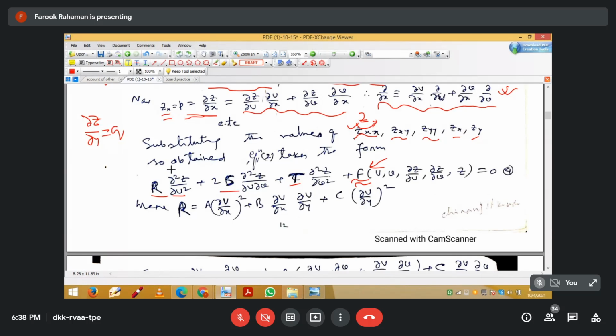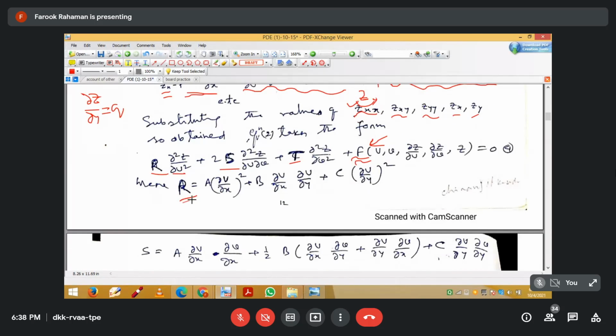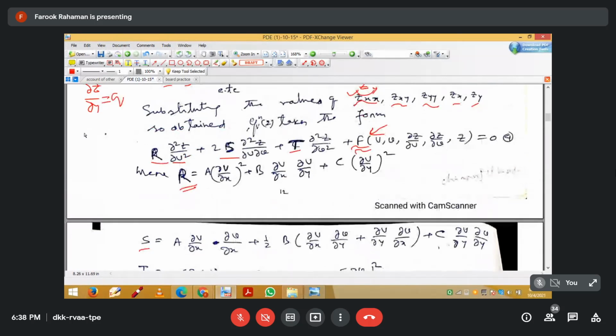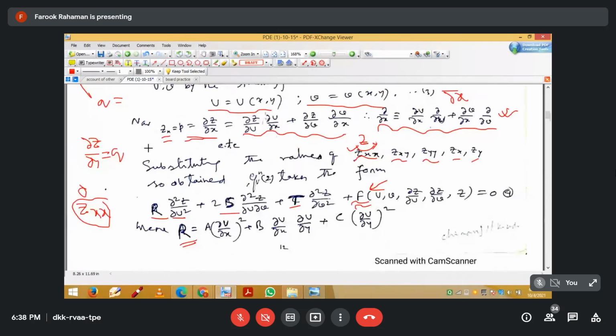But the form of R is like this. R equals this form, if we use z_x by using the chain rule and put the value in this equation.